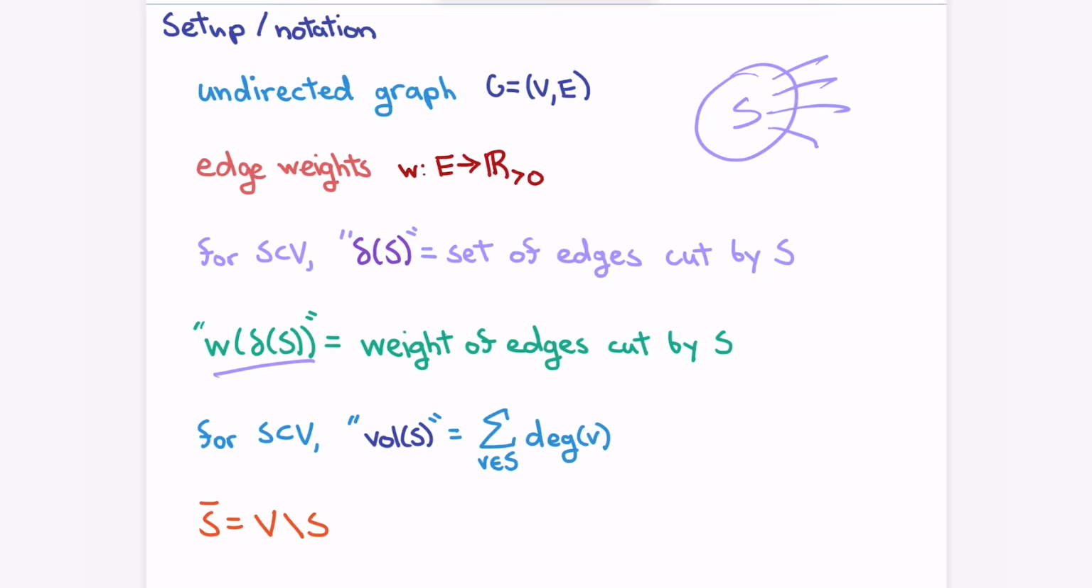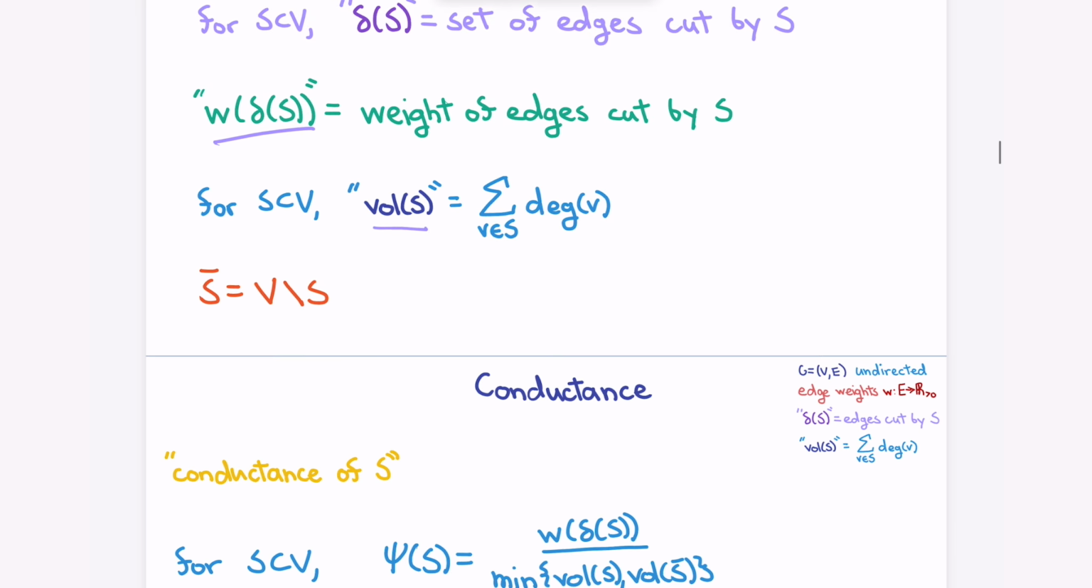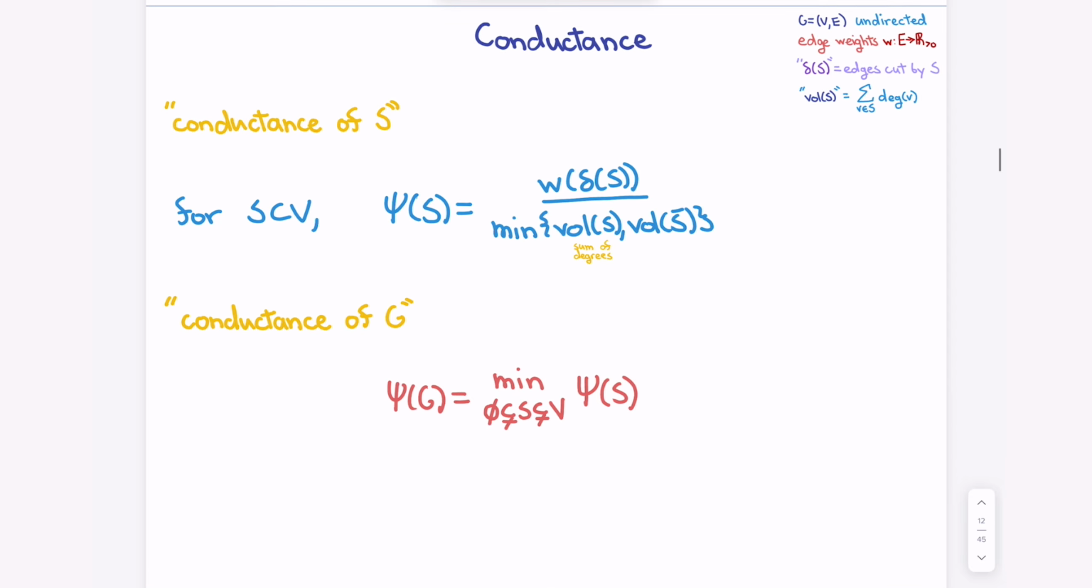And then volume is going to refer to weighted degree. The volume of a set of vertices is, for every vertex, the sum of the weighted degrees. So it's the total number of edges incident to S, double counting the edges that are inside. Conductance is going to be a lot like sparsity, except we're going to replace the size of S, the number of vertices, with the volume.